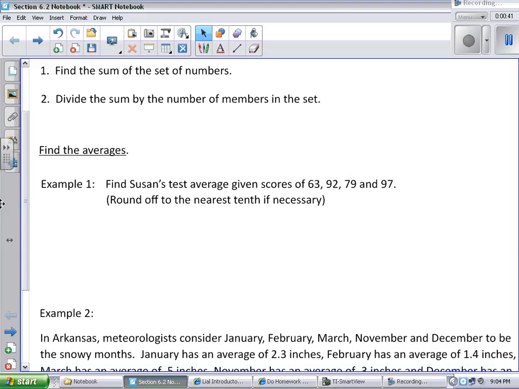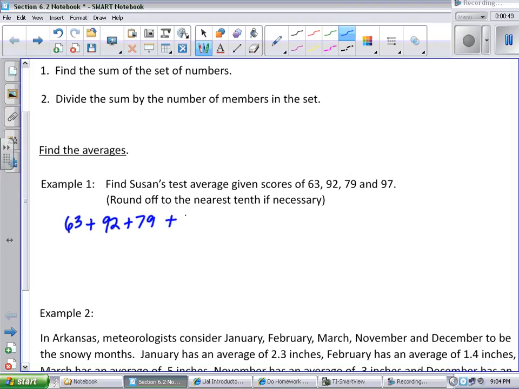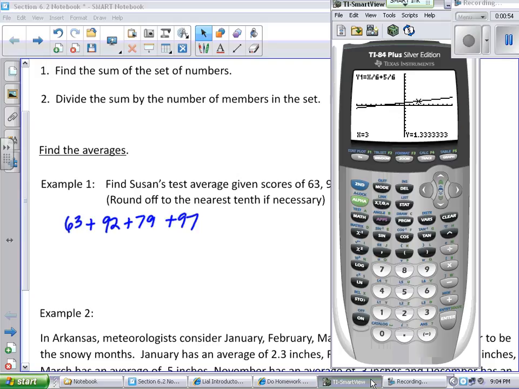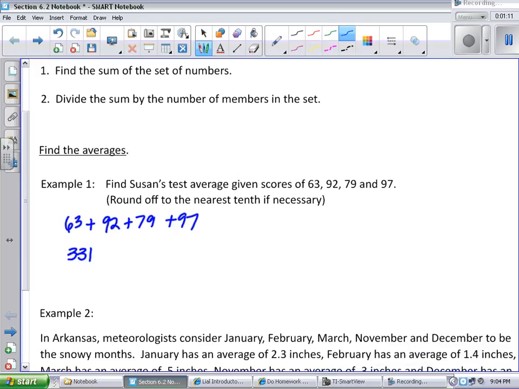So we're going to start by finding the sum of those numbers. What is 63 plus 92 plus 79 plus 97? And you can absolutely bring up your calculators and do this on the calculator. 63 plus 92 plus 79 plus 97. My sum is 331. So I'm going to take 331 and divide that by how many members of the set were there? 1, 2, 3, 4 items in the set.